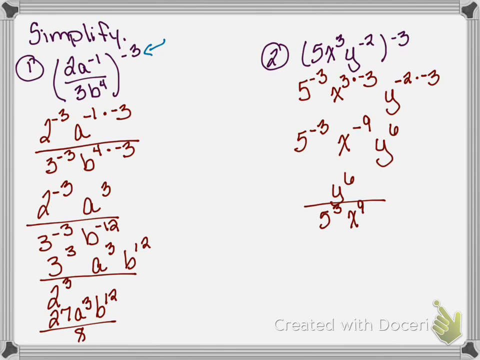Now, if you left it like this, I would give you full credit. 5 to the third is about as high as I expect you to go with evaluations, okay? With the computation. So y to the 6th stays in the numerator. 5 times 5 times 5 is 125. And that's 125x to the 9th. But like I said, if you stop right here, I'll give you full credit.